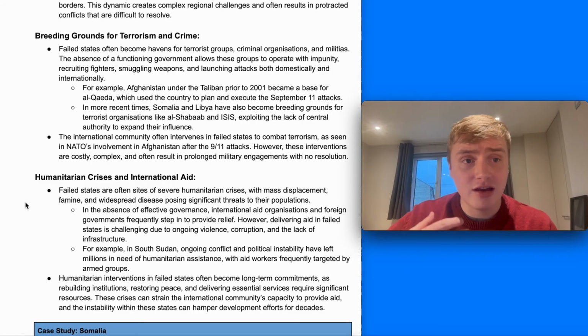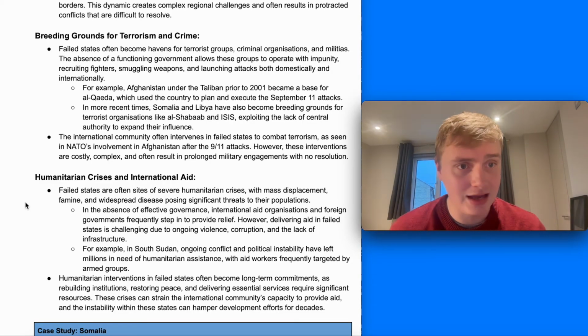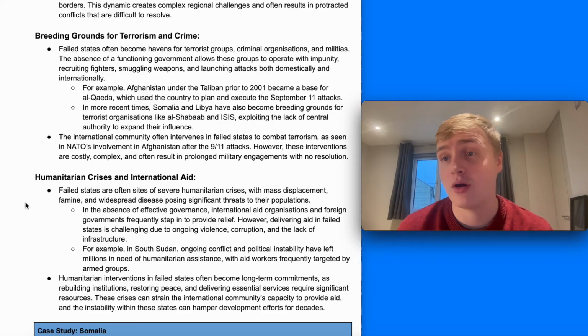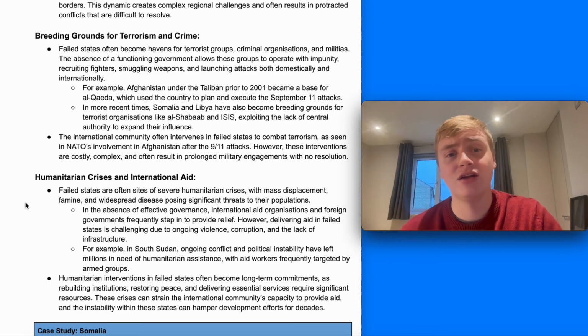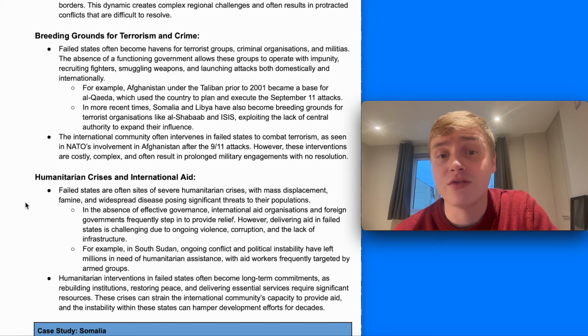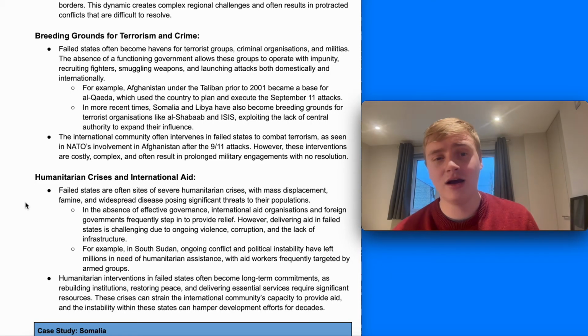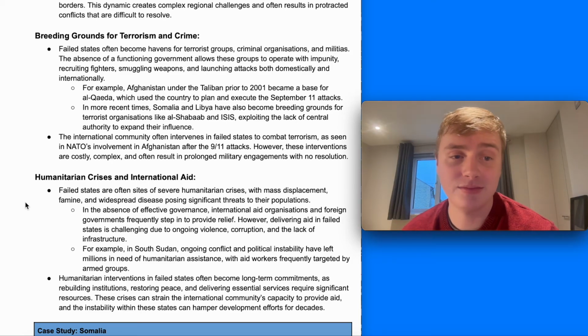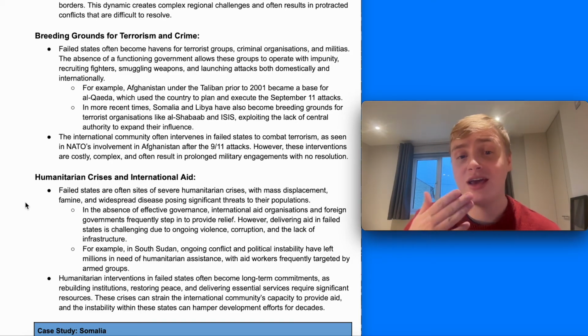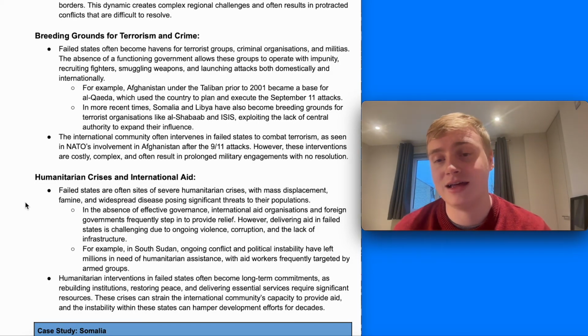They're often breeding grounds for terrorism and crime, as the absence of a functioning government allows these groups to operate without impunity, recruiting fighters, smuggling weapons, and launching attacks both domestically and internationally. Afghanistan under the Taliban prior to 2001 became a base, for example, for Al-Qaeda, which used the country to plan and execute the September 11th, 9/11 attacks. In more recent times, Somalia and Libya have become breeding grounds for terrorist organisations like Al-Shabaab and ISIS. And the international community often intervenes in failed states to try and combat this terrorism, as seen in NATO's involvement in Afghanistan after 9/11.